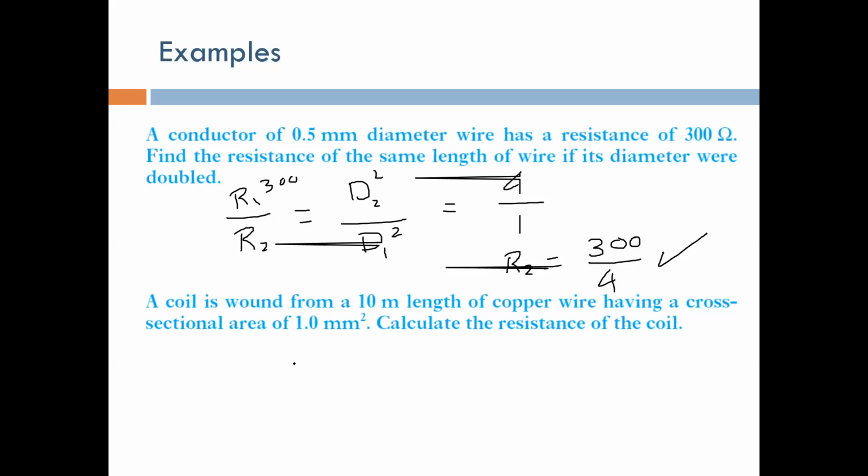Yeah, clear. Okay. Here is a simpler problem. Here you have a coil wound from a 10-meter length copper wire having a cross-sectional area of 1 millimeter square. Calculate the resistance. In this problem, you need to get the rho. You have to get it from the table.